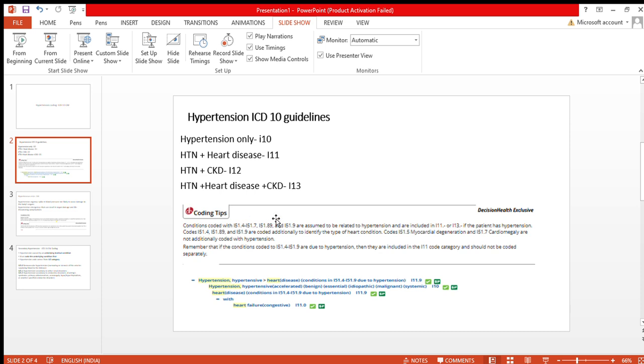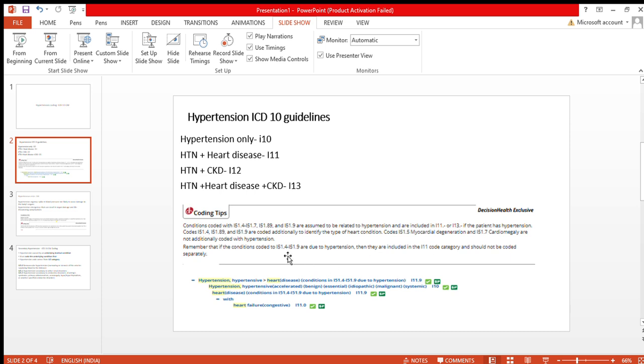One important coding tip here is that conditions coded with I51.4 to I51.7, I51.89, and I51.9 are assumed related to hypertension. That means if hypertension is documented with these conditions, like myocarditis, myocardial degeneration, cardiomegaly, and certain inflammation-related heart conditions, we cannot code them separately. We need to combine them with the hypertension.